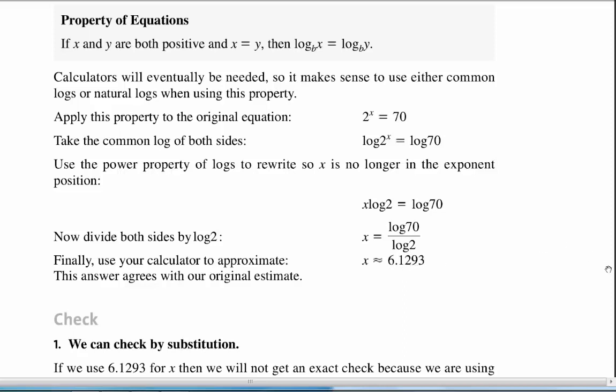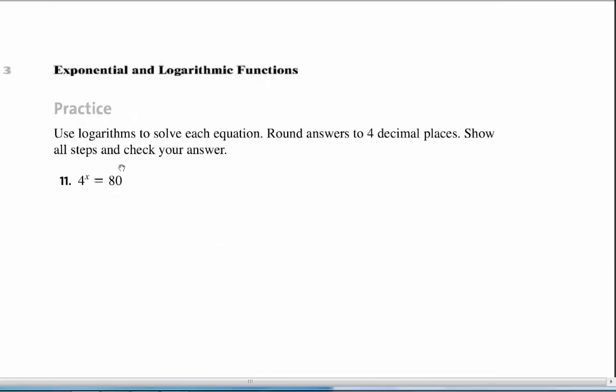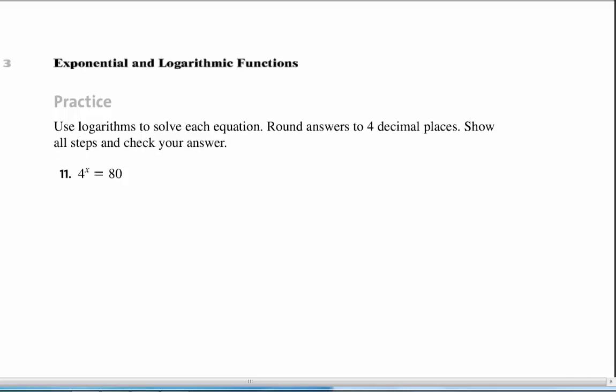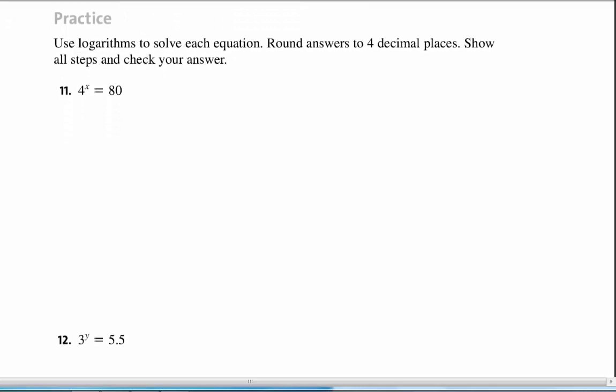Okay. So I want to take a look at a few practice problems. If you turn the page, we're given a practice problem. It says, use logarithms to solve each equation. Let's round to 4 decimal places. Show all steps and check your answer. Okay, so let's go ahead and give this one a shot.